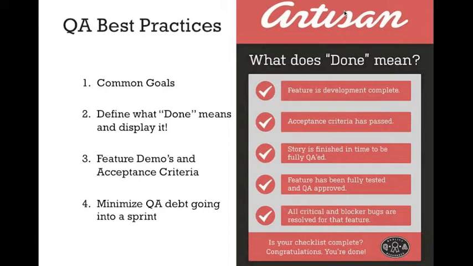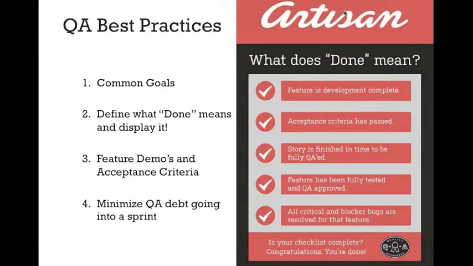All acceptance criteria has passed. The story is finished on time to be fully QA'd, meaning development hasn't sent it over the wall a couple hours before it's ready to be released. You actually have time to go in and execute your testing. The feature has been fully tested and QA approved.